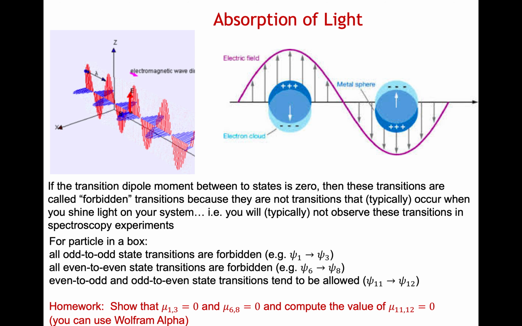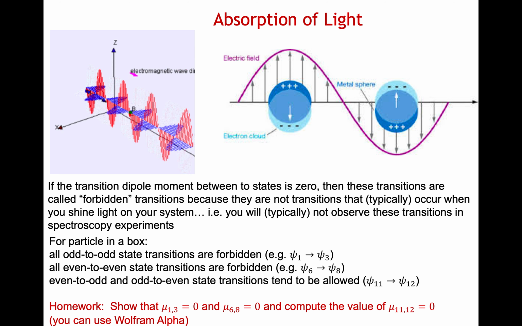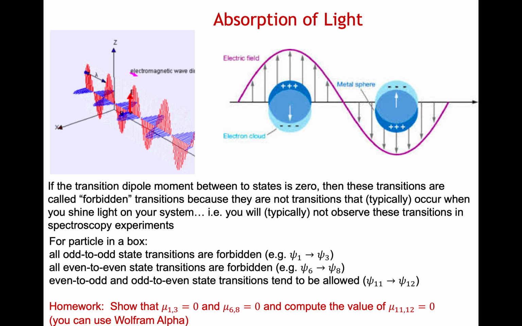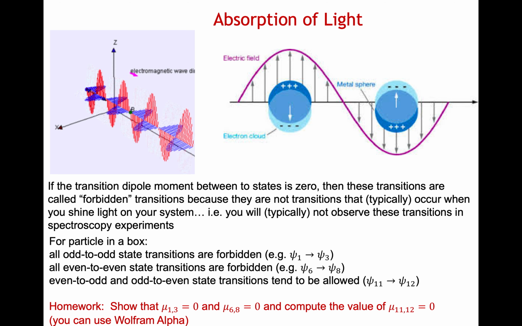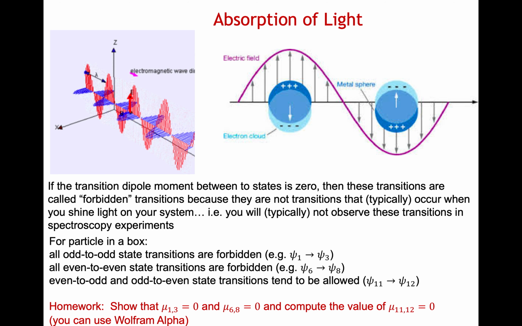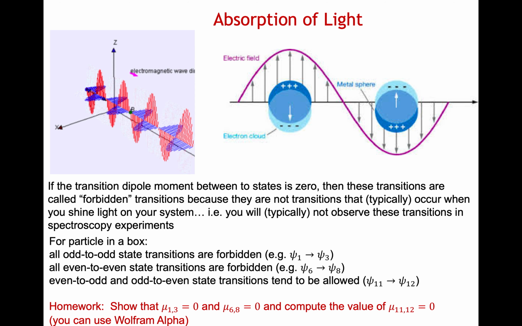Remember we said that there has to be a displacement of charge associated with the transition for that transition to be excited by light. Another way of saying that is that when we evaluate those transition dipole integrals, they are non-zero if the transitions can be excited by light. And if the transition dipole moment integrals are 0, then those specific transitions cannot be excited by light.